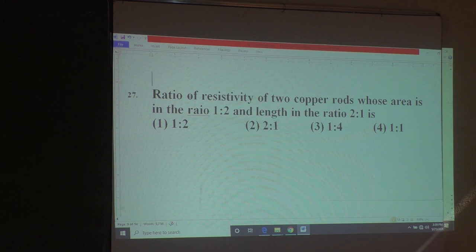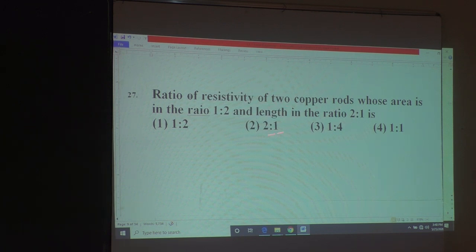Resistivity of two materials, two copper rods, should be the same. Suppose you have purchased 5 kgs of tomato, and your friend has purchased 10 kgs of tomato. Both of you are carrying tomato, and your third friend approaches both of you and asks what is the rate of tomato? Rate of tomato is the same, and it is not the total amount of money that you have paid for all the tomato that you have purchased. So it is a rate per kg.